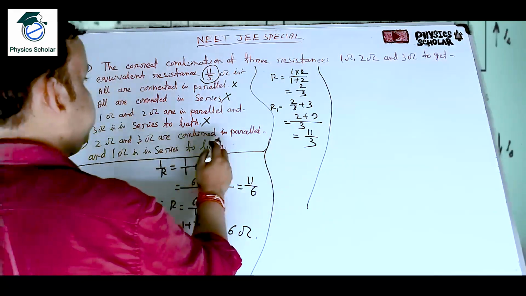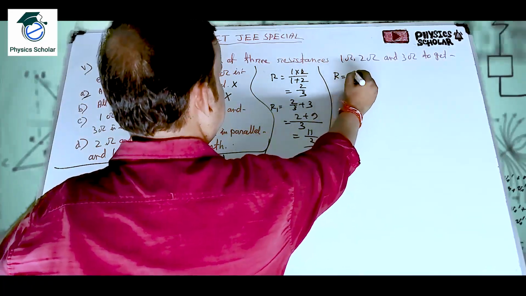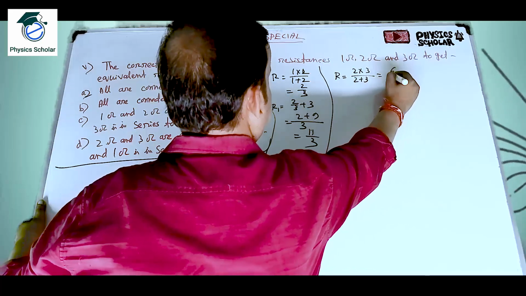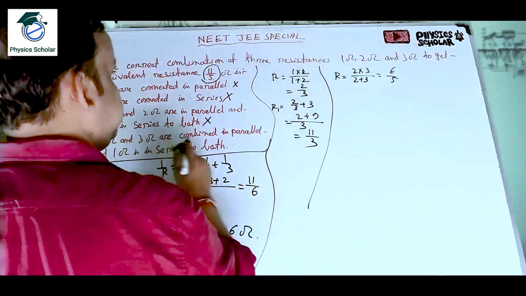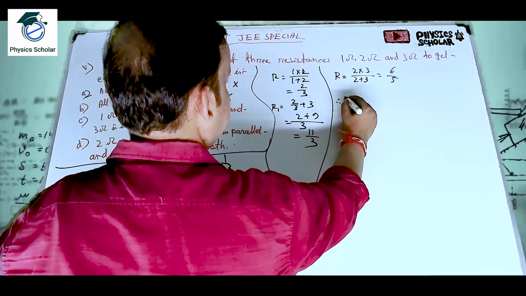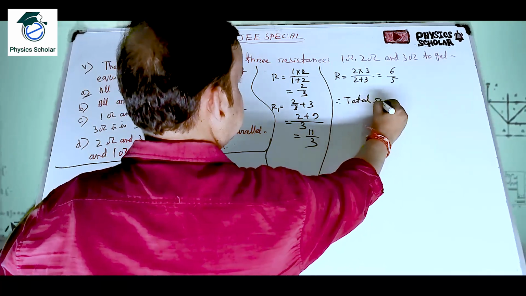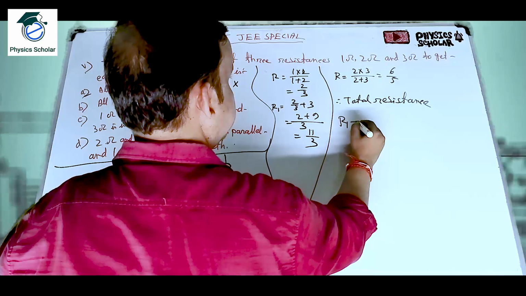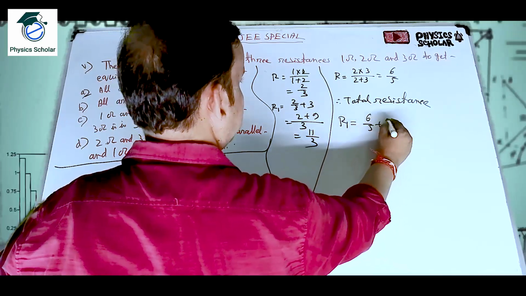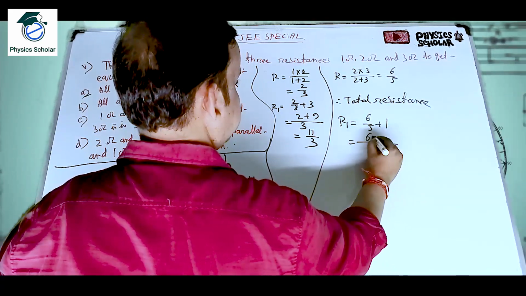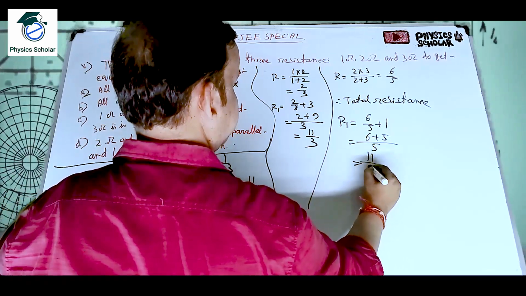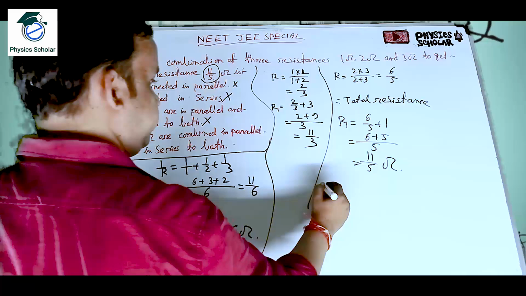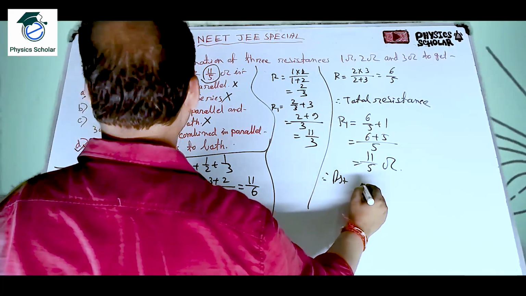2 and 3 are in parallel. So equivalent resistance R is equal to 2 into 3 by 2 plus 3, which is 6 by 5, and it is in series with 1. So total resistance R1 is equal to 6 by 5 plus 1. Taking 5 as the LCM, 6 plus 5 is equal to 11 by 5 ohms. So this is correct. Clear? So we checked, and the answer will be option D.